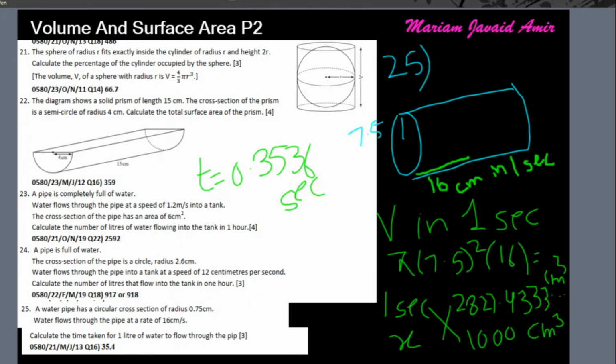I've made a mistake in copying the question. The radius was 0.75. So this is 0.75, and this is also 0.75. So when I find the volume, I get 28.27, and then I cross multiply and I get 35.36 seconds. So this is the answer for the last question of this worksheet, question 25.